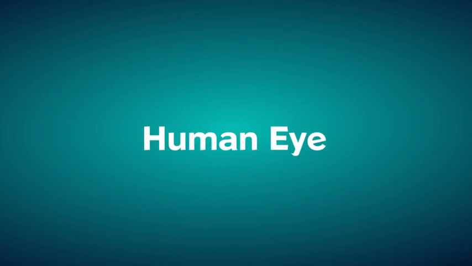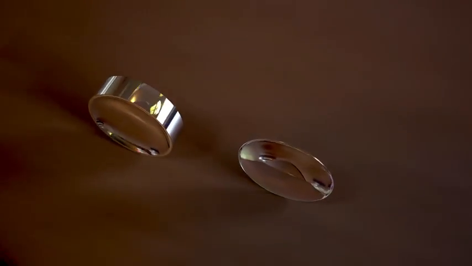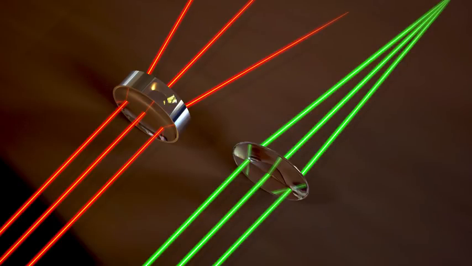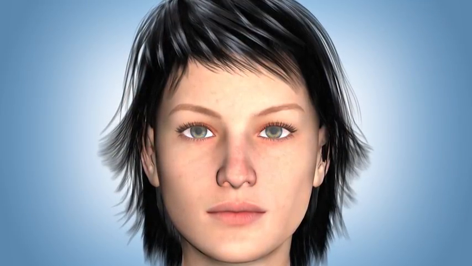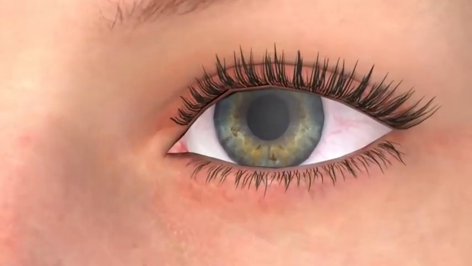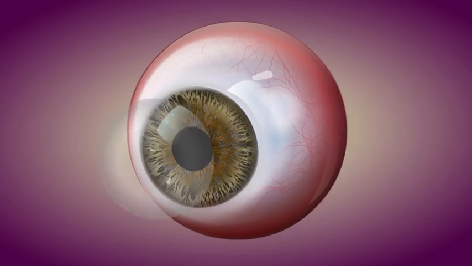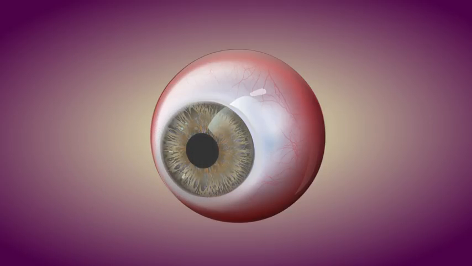The human eye. We know that a lens is an optical device that transmits and refracts light. Our eyes too have lenses that enable us to see objects around us. Let us see how the eye is put together and how it works. At the very front of the eye is a transparent structure called the cornea that helps to focus incoming light.